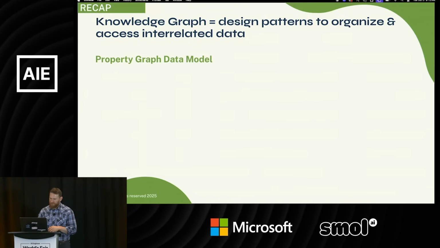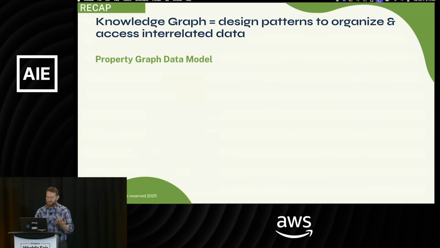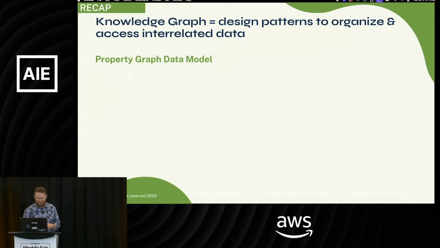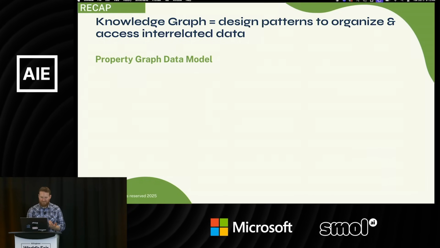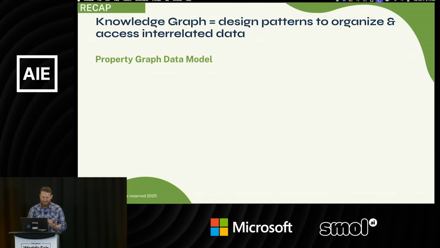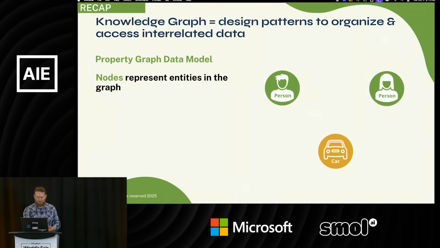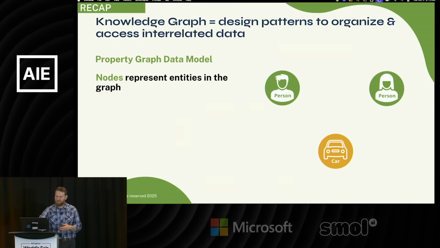So a knowledge graph generally is defined as design patterns to organize and access interrelated data. And at Neo4j, we model the data inside of the database as what's called a property graph. And this consists of three primary elements. So the first are nodes. These are like your nouns. These are your people, places, and things.